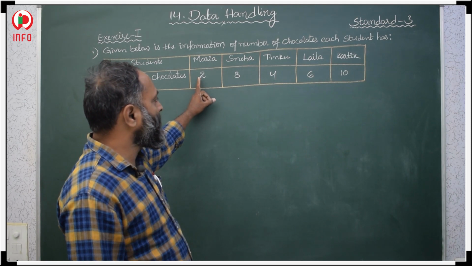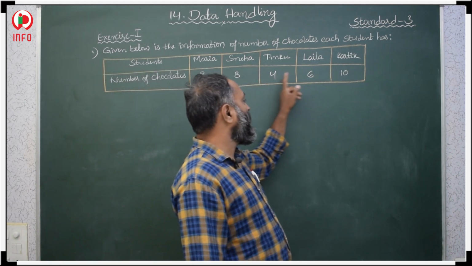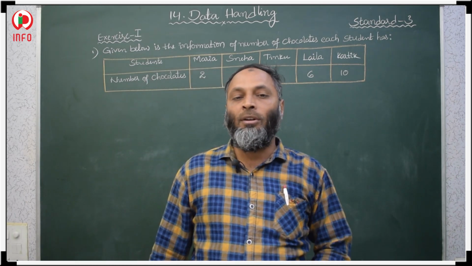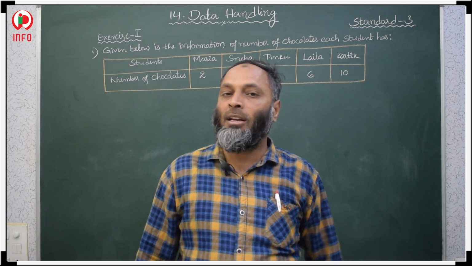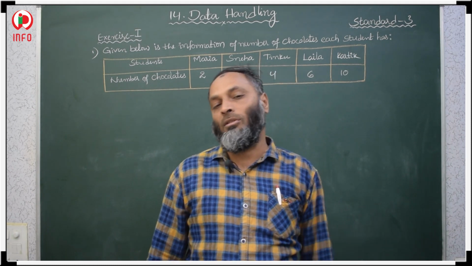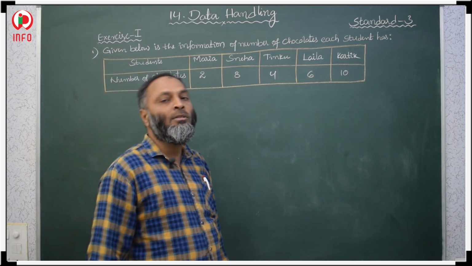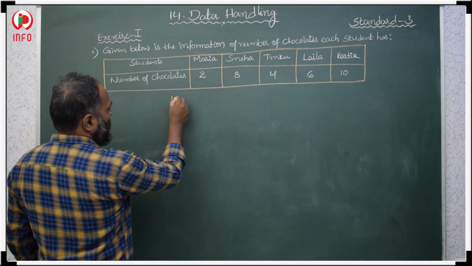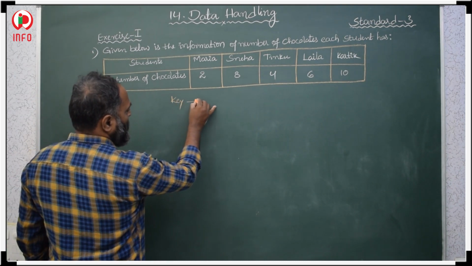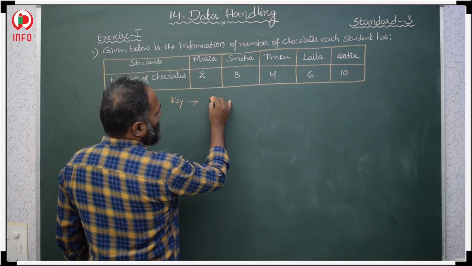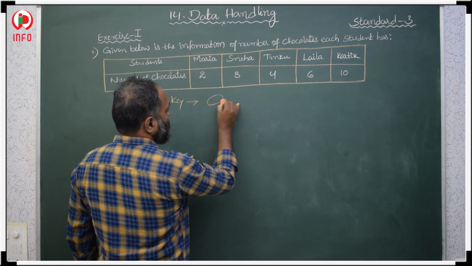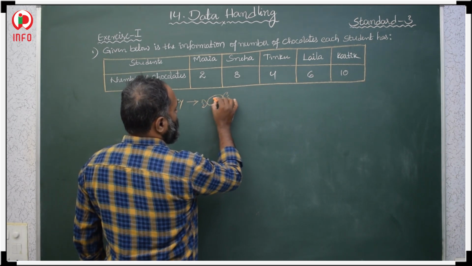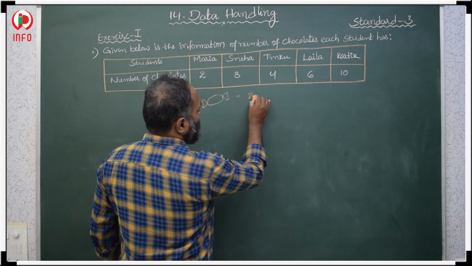Once you see the data 2, 8, 4, 6 and 10, these all are even numbers. If all are even numbers, then we take a key as 1 chocolate equal to 2 chocolates. So first, what is the key? First you take the key, in that key, like this, one chocolate is equal to 2 chocolates.